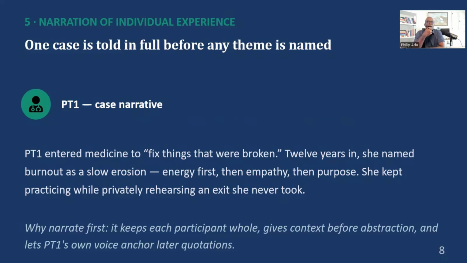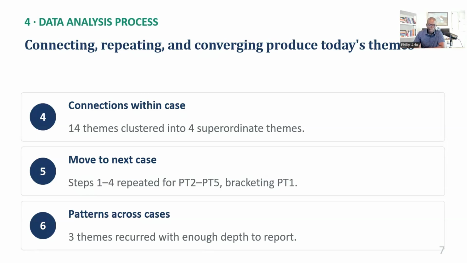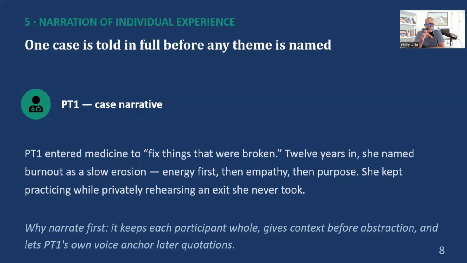After talking about how you analyze your data, the next step is to provide individual experience, how you make sense of individual experience. So when you look at steps 1 to 4, at the end of step 4, you have superordinate themes for each of the participants. So this is where you present each participant's experience, where you talk about the superordinate themes for each participant. Participant PT1 has 4 superordinate themes. So this is where you talk about them.